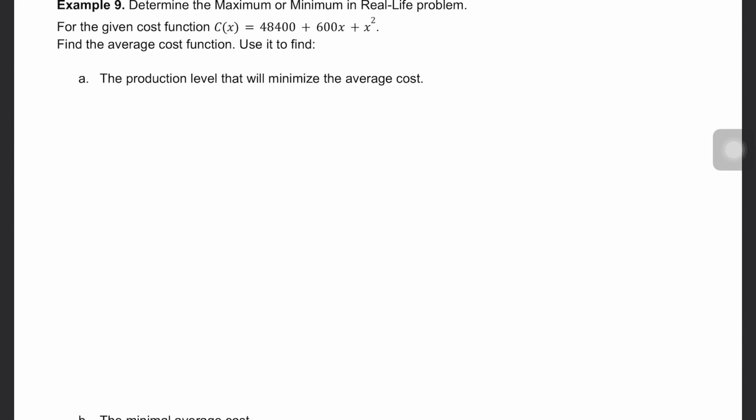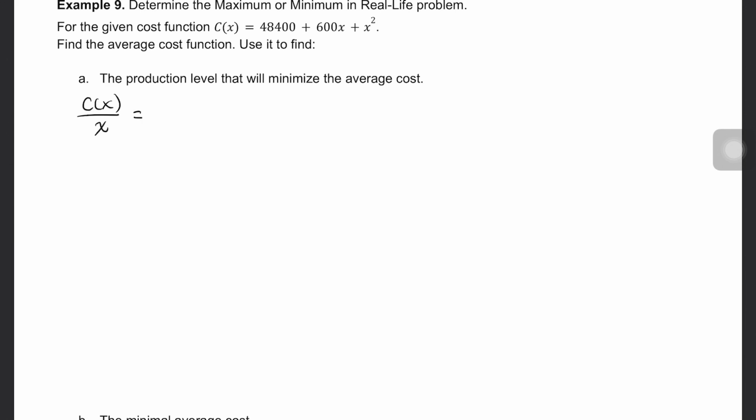So what we need to do here is recognize what they are asking us to minimize. They're asking us to minimize the average cost. In other words, we're going to find the critical numbers for the average cost, not the cost, the average cost. And we have a specific definition for that. That is known as c of x over x.